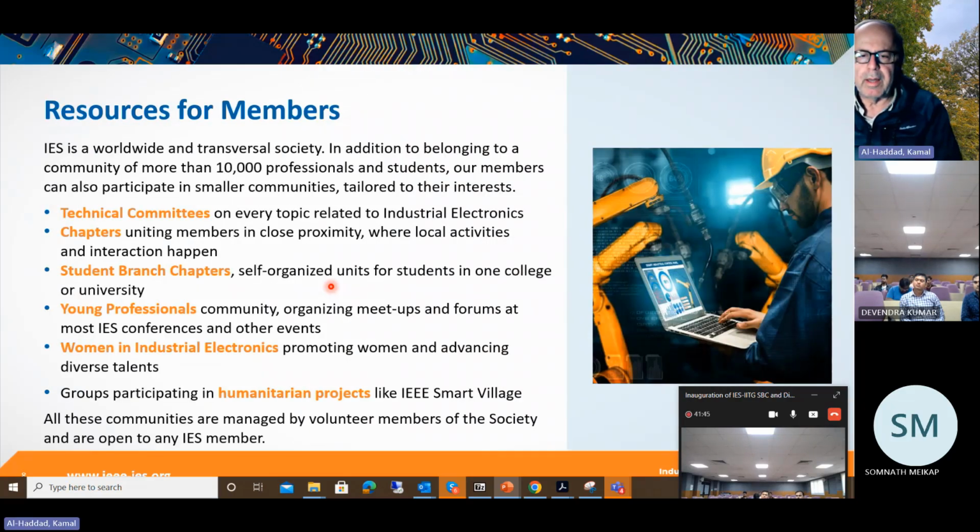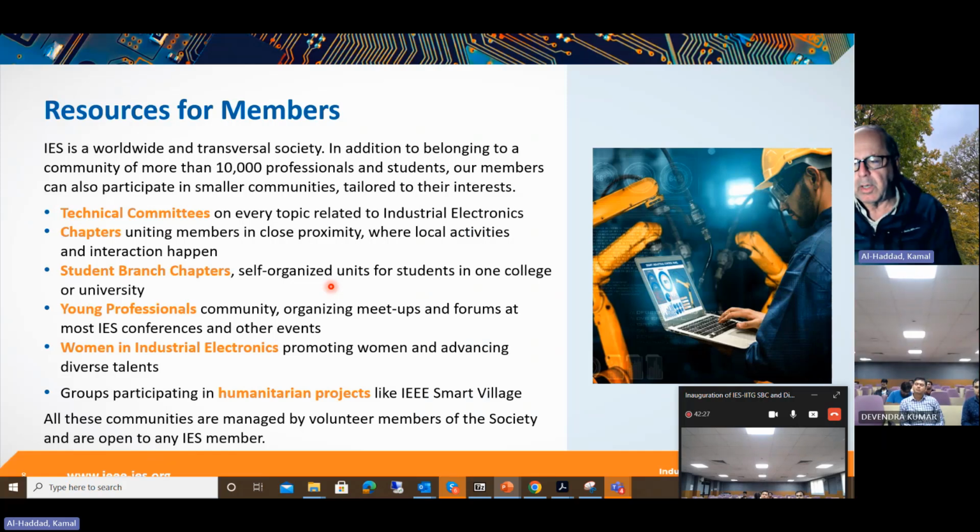One important point that we have here, since IES is a worldwide transversal society, in addition to the 10,000 people who are members of the society, forming the industrial electronics community, our members also participate in smaller communities. We have sub-communities of interest inside the society. We have, for example, technical committees. We have chapters like your chapters. We have student branch chapters like what you guys are having. It's a community in itself.